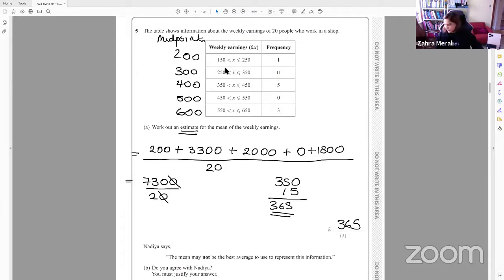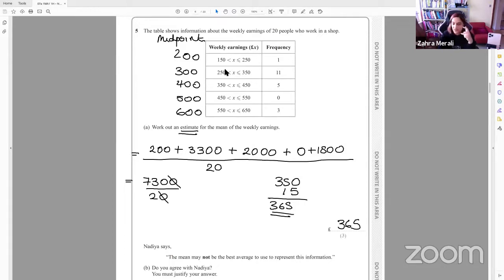Then the next bit of the question says, and if you can't see it on your screen, it says the mean may not be the best average. Do you agree with this statement? So Nadia says the mean may not be the best average to use to represent this information. So why is the mean not always the best average?